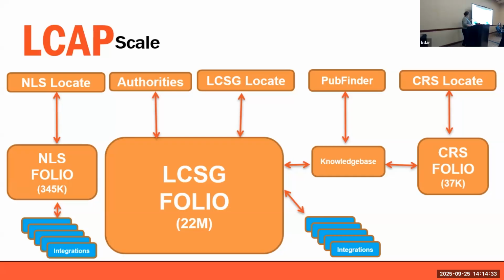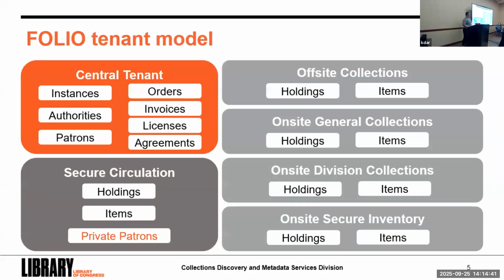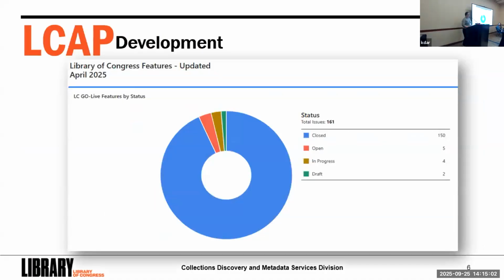You can see here also scale, and these are not to scale, but the LCSG implementation is much bigger than the other 2. And it's also more complicated. We implemented ECS in order to manage some complex permissioning requirements that we have internal to the library. So we have multiple tenants and many new workflows to figure out, and that kind of gives you a sense of the complexity.